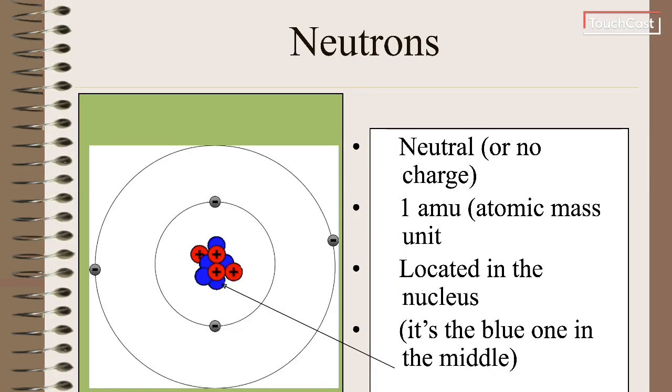The next thing is, what is a neutron? Well, neutrons are also inside the nucleus. They're neutral. They have no charge. They have a mass of 1 AMU. AMU, again, stands for atomic mass unit, and they are also located in the nucleus. So your protons are these red ones, and your neutrons are the blue ones.